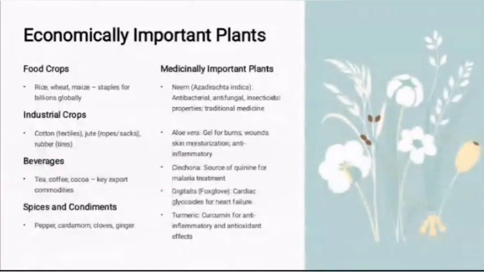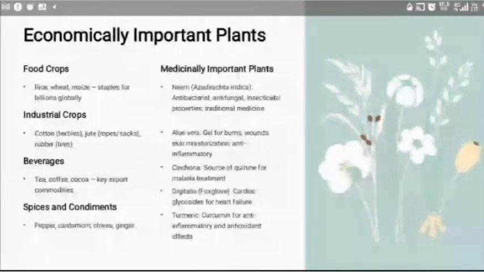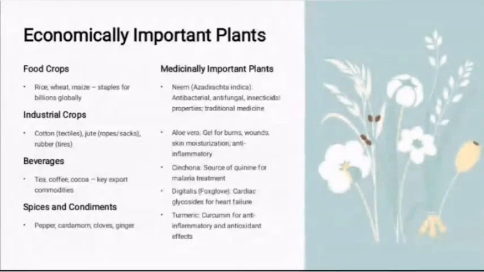So the other category of economically important plants includes what? Industrial crops. Cotton is used in making what? Textiles. Jute is a plant that is used in making ropes and sacks. Then all of us know about the rubber tree that you can extract latex from and use to make tires. Then the third category includes beverages. Beverages include tea, coffee, cocoa. They are key export commodities.